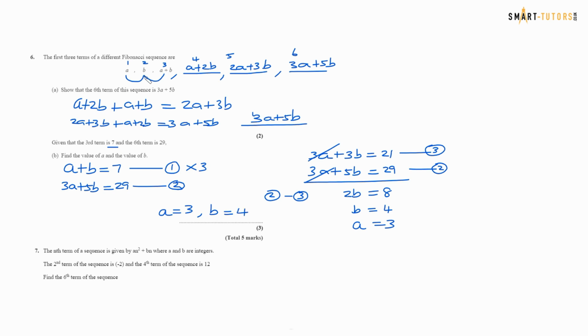Question number 7. The nth term of the sequence is given by an squared plus bn. A and B are integer values. The second term of the sequence, second term means n equals 2.